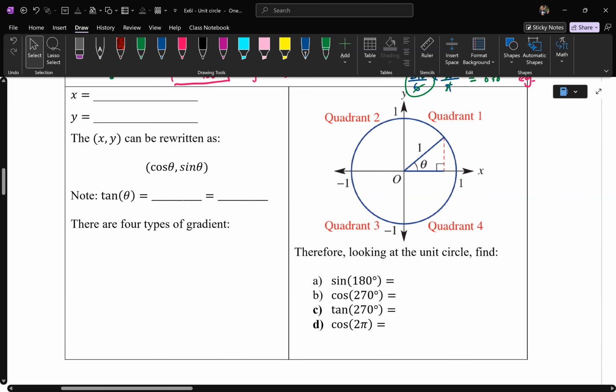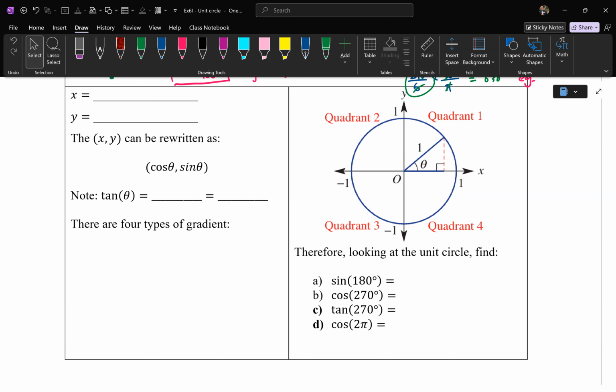All right, so here we go. This is the first bit. Unit circle. Let's look at some basic properties.